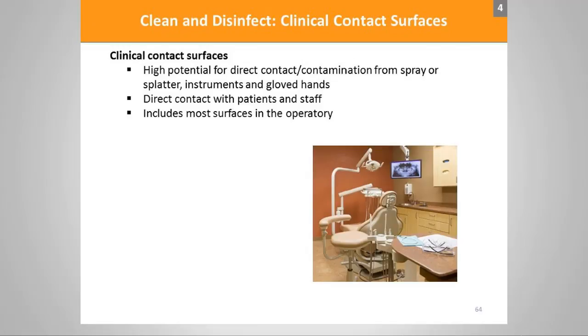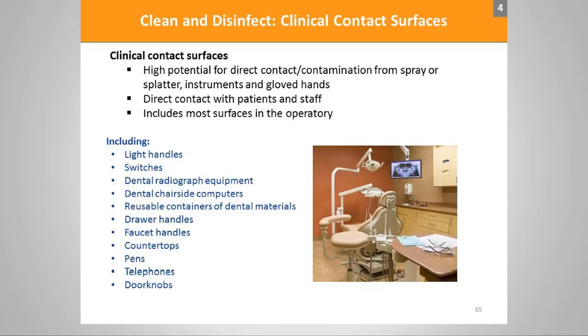Clinical contact surfaces have a high potential. They're really defined as anything that has a high potential for direct contact or contamination from spray, splatter, instruments, or gloved hands. Our direct contact with patients and staff includes most of the surfaces in the operatory, but if you actually look at the CDC guidelines, things that they list as being potentially clinical contact surfaces would be light handles, switches, dental radiographic equipment, chair-side computers, drawer handles, faucet handles. But they also list things like pens, telephones, and doorknobs.